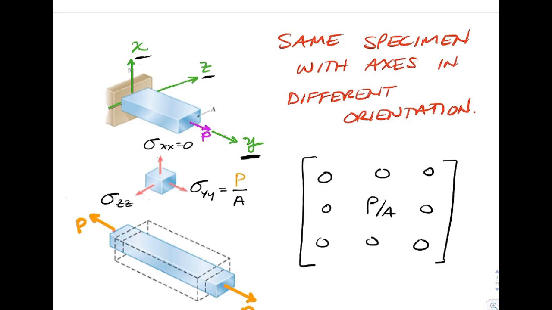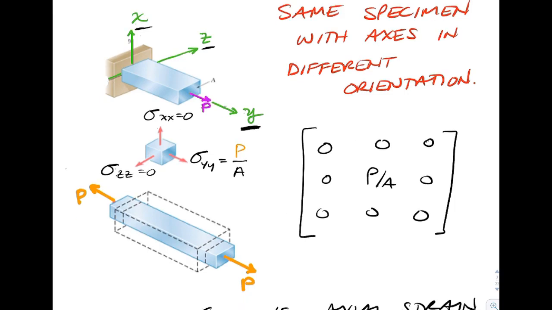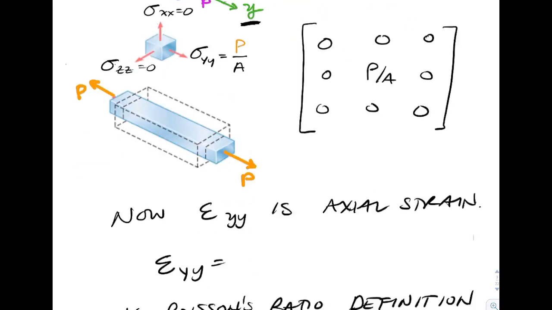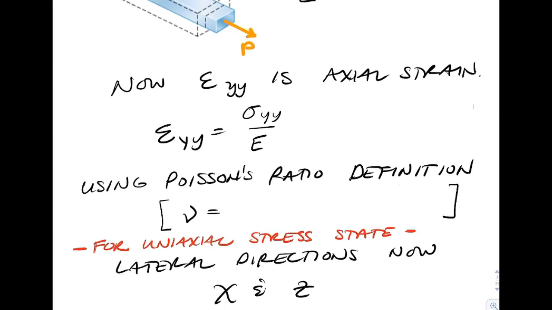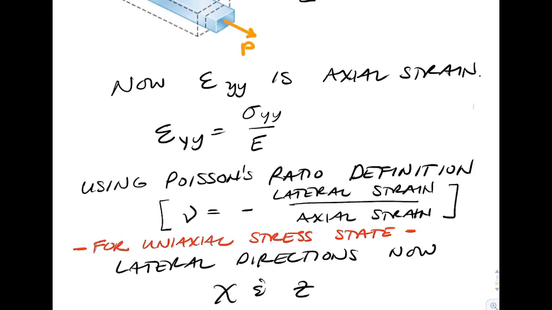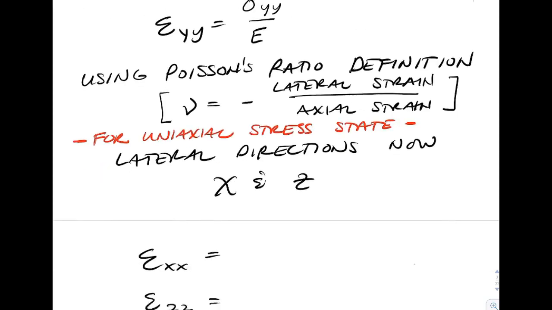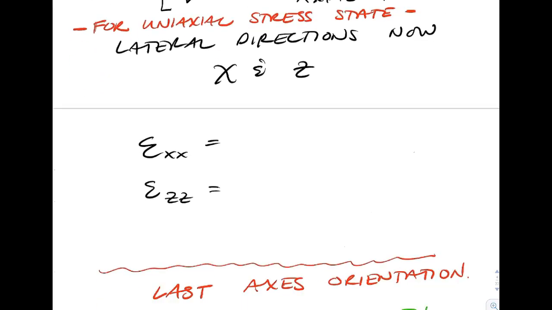Sigma YY is now equal to P over A. Sigma XX and ZZ are equal to 0, so there's our stress tensor. And this is going to go quickly. So now epsilon YY is the axial strain, which is equal to sigma YY divided by Young's modulus. Using the definition of Poisson's ratio, we can go ahead and calculate the lateral strains.